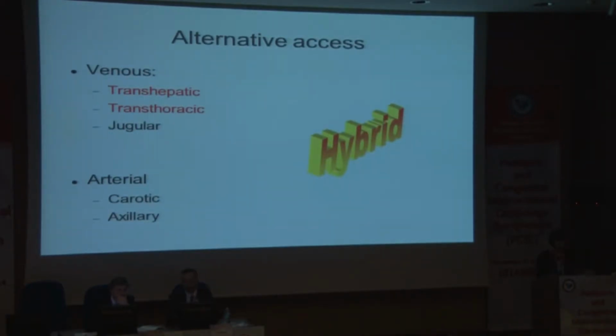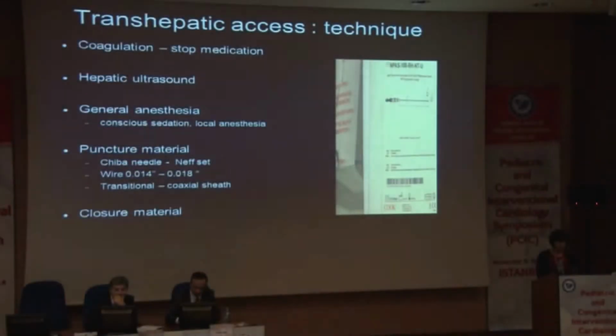I'm not going to cover all of these, but I think two interesting alternative accesses are obviously transhepatic and transthoracic. I'm not suggesting that these are regular accesses, but I'm going to show you some examples. And then, of course, a hybrid technique, which I'm going to discuss in premature patients.